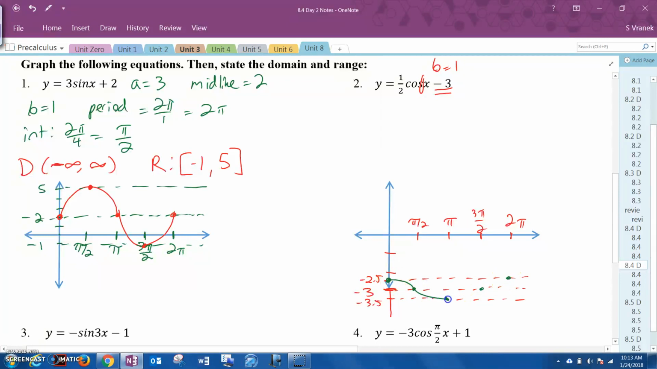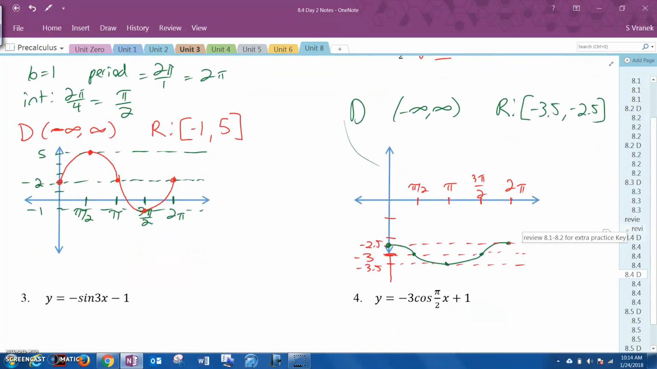So then this is our curve. I know it's kind of tight, but it's because the amplitude is so small, it only goes up and down a half from negative 3. Then we could say our domain is negative infinity to infinity, and our range is between negative 3.5 and negative 2.5. Again, min to max.